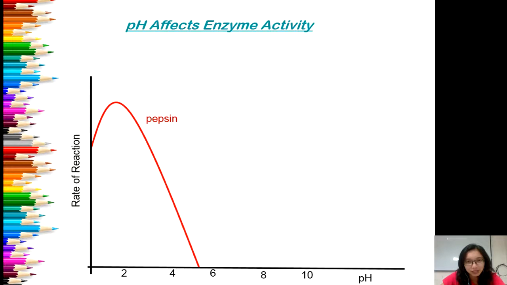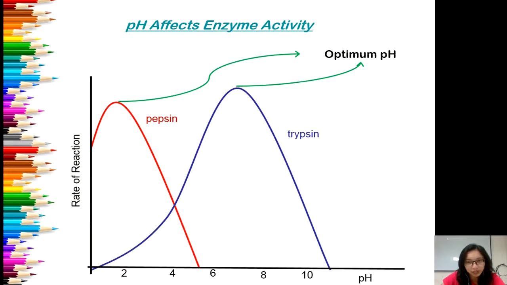Okay, so the next factor is the pH. The pH also affects enzyme activity. Every enzyme has a different optimum pH, similar to temperature, where every enzyme has a different optimum temperature. I have two examples of enzymes here, pepsin and trypsin. They have different optimum pH.